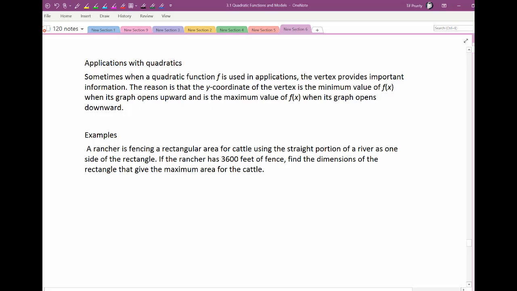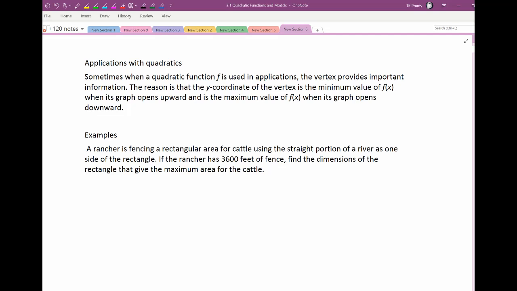Applications with quadratics. So the same strategy that we introduced in solving modeling types in Chapter 1 and Chapter 2 applies to quadratics. First thing you should always do is read the problem through carefully, understand what you're asked to find, understand what you're given, assign your variables, draw a picture if you need to, set up the equation. And this time our equations will be quadratic, right? And we use the equations.